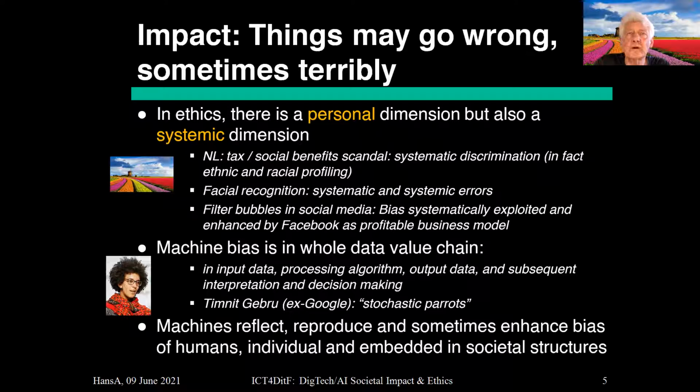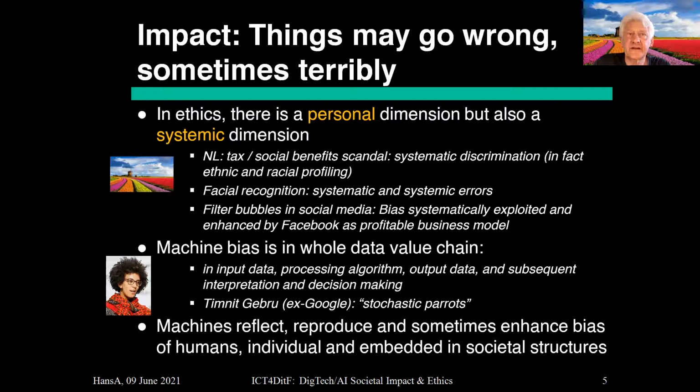And one of the important examples in the Netherlands where things terribly went wrong, also because of how systems work, there has been a very big tax and social benefits scandal, as a result of which the whole government had to step down. And what happened was that there was a systematic discrimination of people. They were seen as people who tried to commit fraud without any ground. And in fact, that was based on ethnic and racial profiling, so ethnic and racial bias in the systems they have been using at the tax authorities.